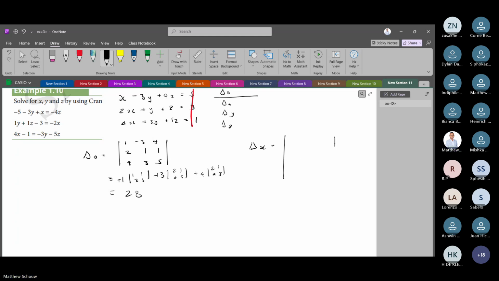Like I said, we replace basically the x terms with a constant, right? So wherever the x terms were, we put 5, 3, 1. Then we have negative 3, 1, 3, 4, 1, 5. Exactly the same. We can evaluate the first, second, or third row. It's entirely up to you as long as you respect the cofactor signs. Okay, let's quickly do that.